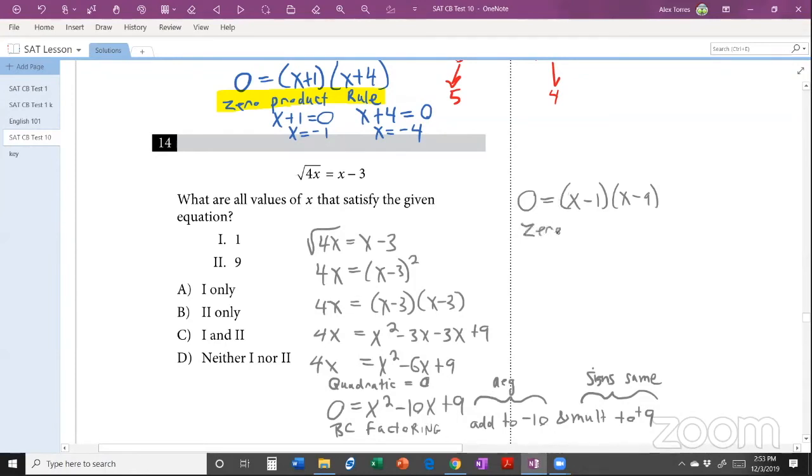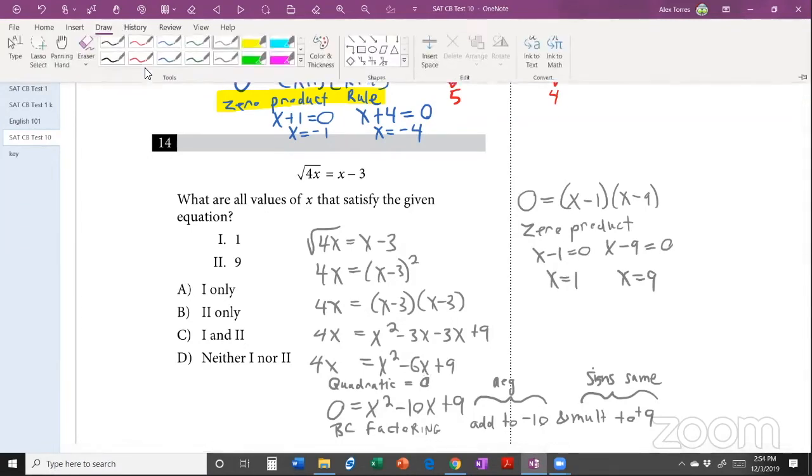The zero product rule is the thing that says that right here, you have two things that multiply out to 0. So you set each one equal to 0 independently. x equals 1, x equals 9, and we get our two answers that way.